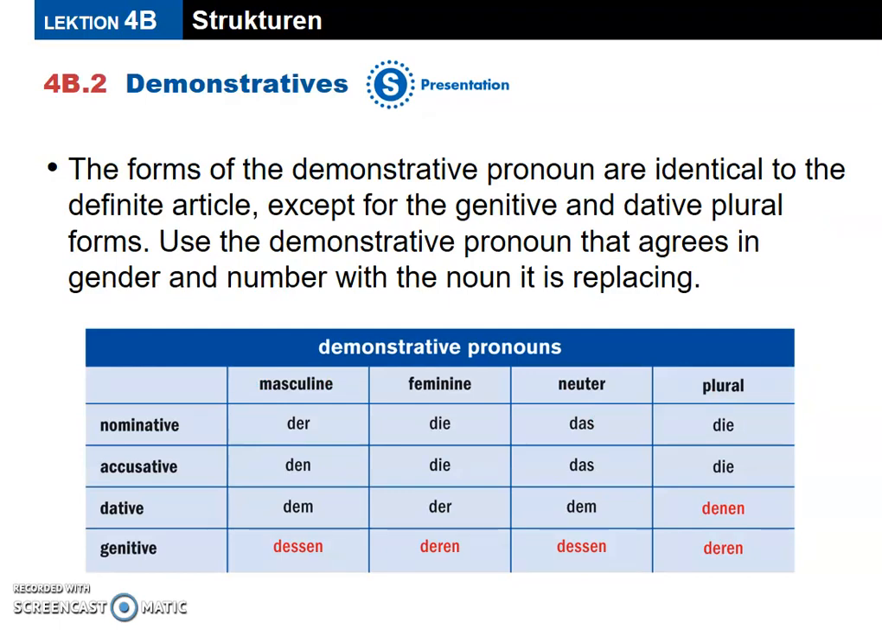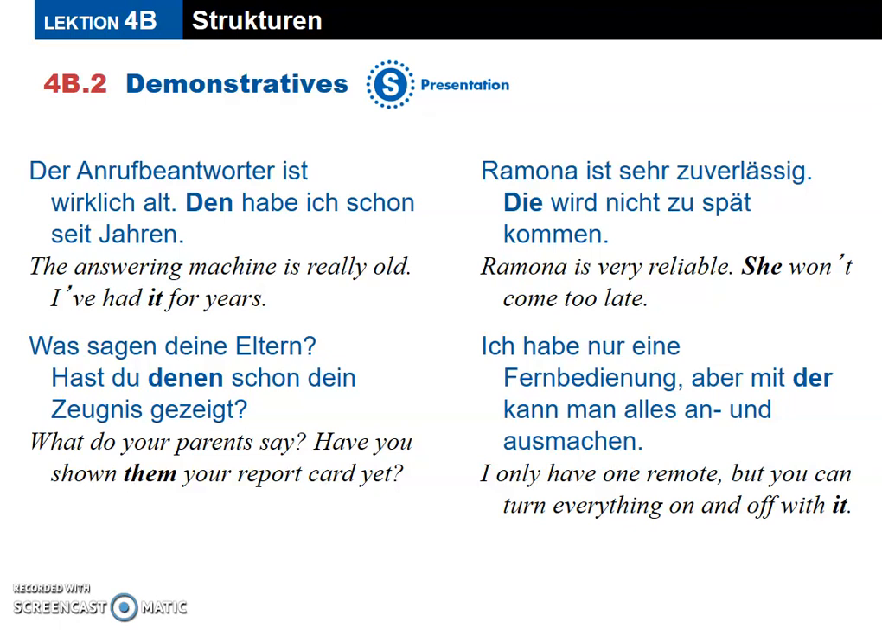And so this is what those demonstrative pronouns look like in every form. They look the same as your regular articles for the nominative, accusative, and dative for masculine, feminine, neuter, and almost all of the plural in those forms. The only one that is different in the dative is denen, and then the genitive, instead of being des, der, it is dessen, deren, dessen, and deren. We'll take a look at some examples that we have here.